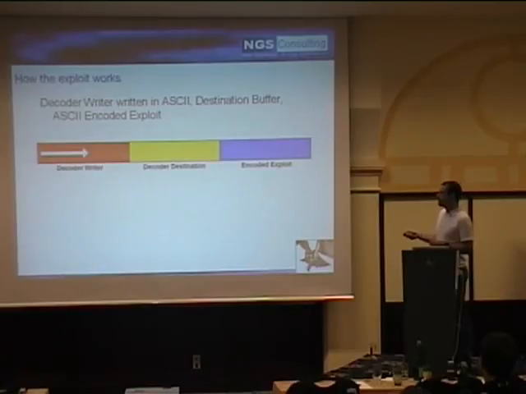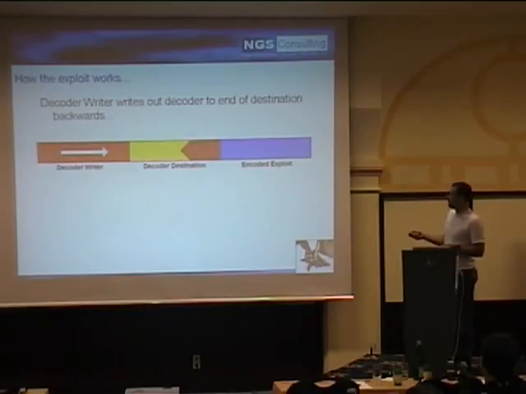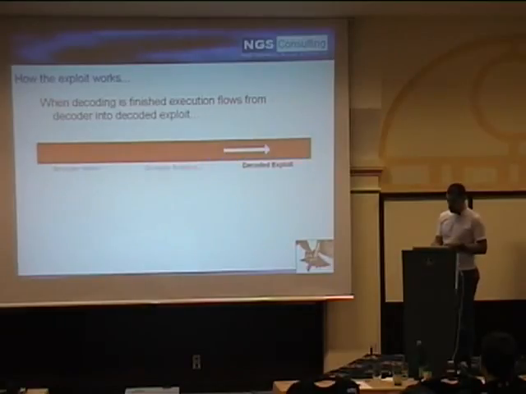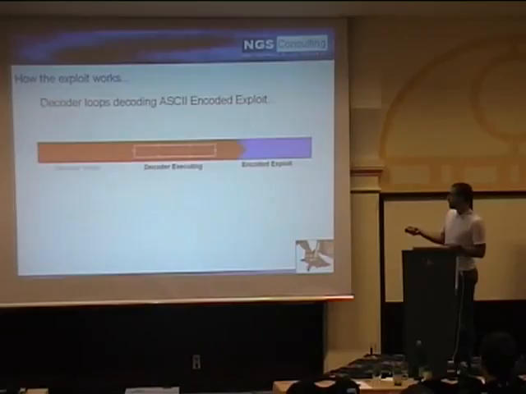So the exploit when it begins has the decoder writer, a buffer, a destination for the decoder when it gets written out, and the encoded exploit. So when the decoder writer executes down this way, it starts writing the decoder out this way. So eventually the two join. And when the two join, execution continues from down here onwards. And obviously the decoder, all that does basically is loop, decoding this stuff here.